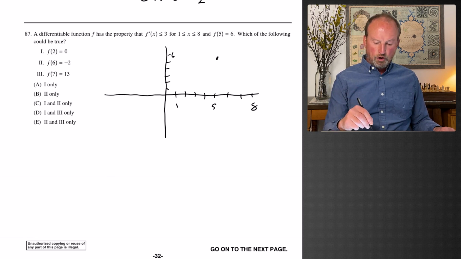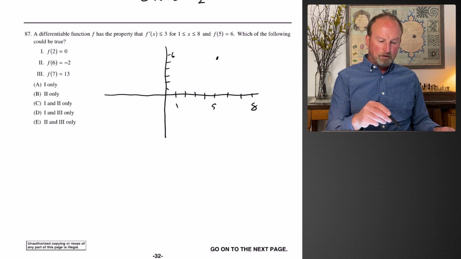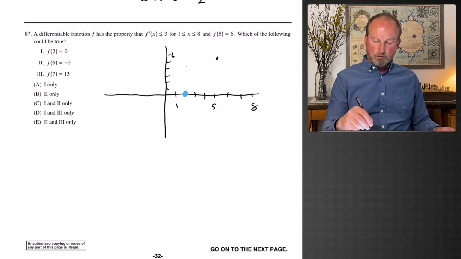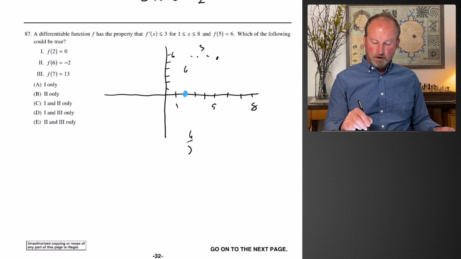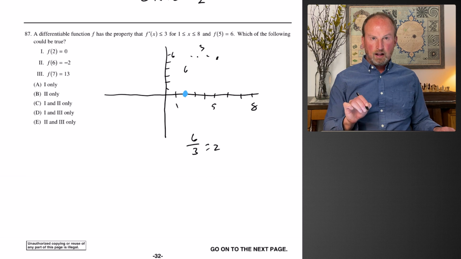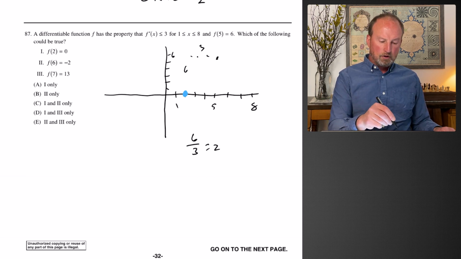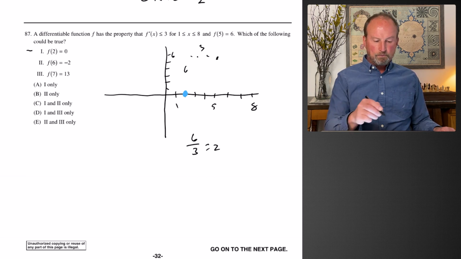f of 2 is 0. Could that be a possibility? If I put a point right here at f of 2 equals 0, is that an option? What's my slope? My rise is 6. My run is 3. So 6 divided by 3 is 2. Is 2 less than 3? Yes. All right. Question 1 is an option.